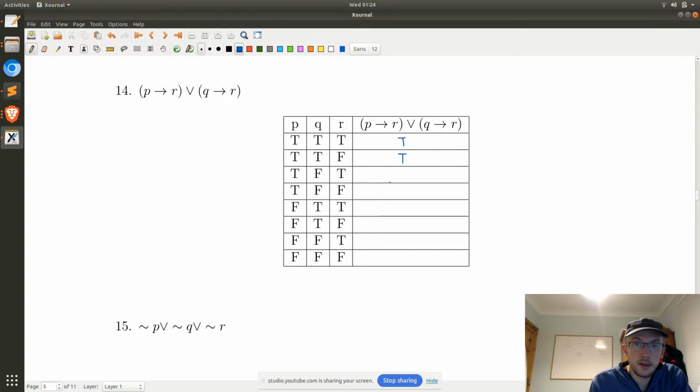Another example here. Look, it's P implies R. So that there on the left is false, and that there on the right is false as well. See? So on the left, P implies R. So true implies true? Well, that's true. True implies false? Well, that's false. And does false imply false? Well, that's true.